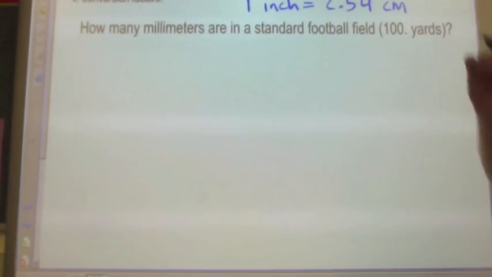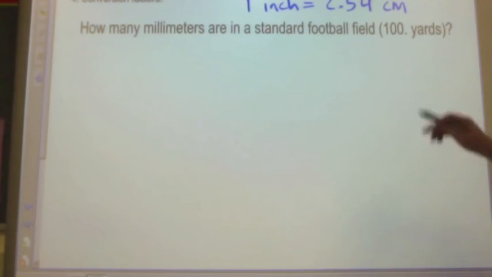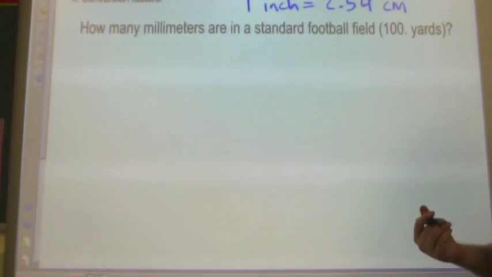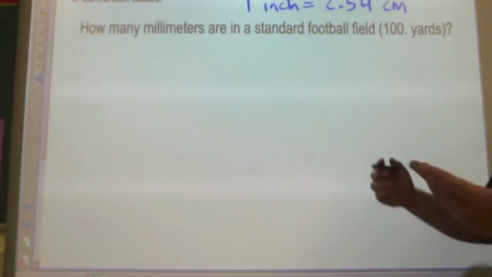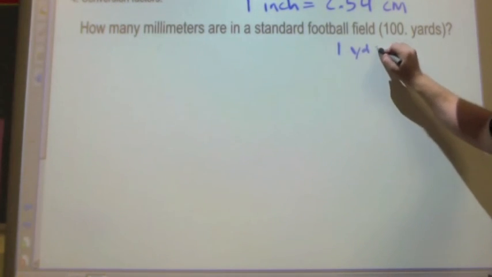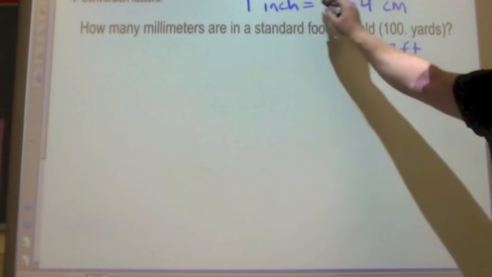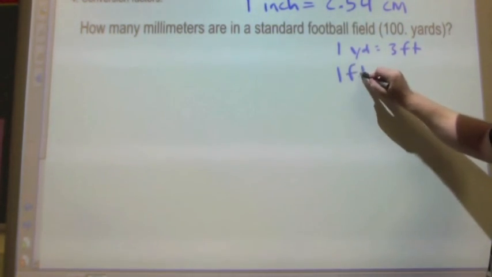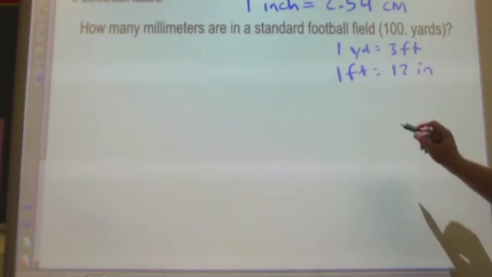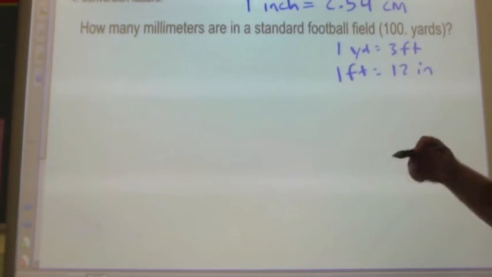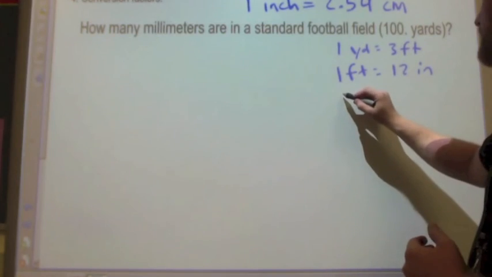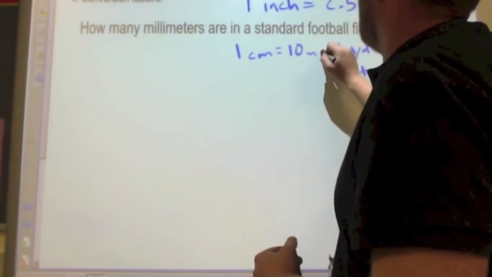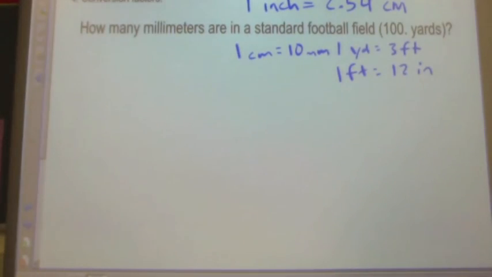Okay. So how many millimeters in a standard football field? We have 100 yards. So we need to go from yards to millimeters. Well, the first logical step is to say, well, what is a yard? Well, a yard is 3 feet. And then using this, we need to go from feet to inches. So 1 foot equals 12 inches. So inches will get us to centimeters. And then we need to go from centimeters to millimeters. So let's say 1 centimeter equals 10 millimeters. So those are our 3 conversion factors.